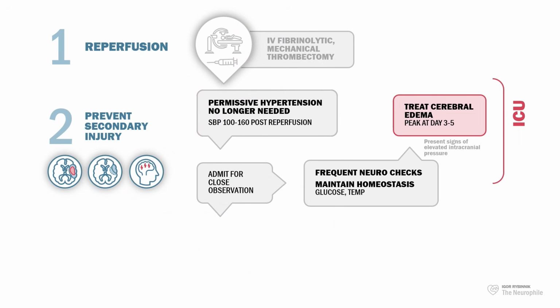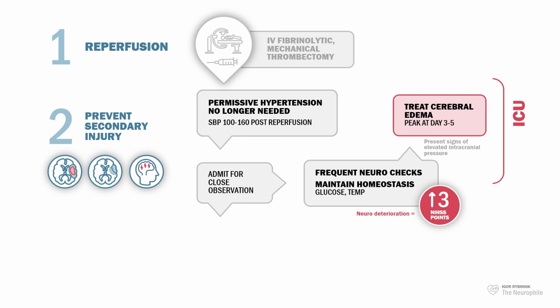Once reperfusion has been achieved, the focus for the next 24 to 72 hours shifts to monitoring for and preventing secondary injury. Secondary injury can arise from hemorrhagic transformation, cerebral edema, extension of stroke, and acute symptomatic seizures. Permissive hypertension is no longer necessary, so systolic blood pressure should be reduced below 160 millimeters of mercury. Admit the patient for close monitoring, typically in the intensive care setting, before transferring to the stroke unit.